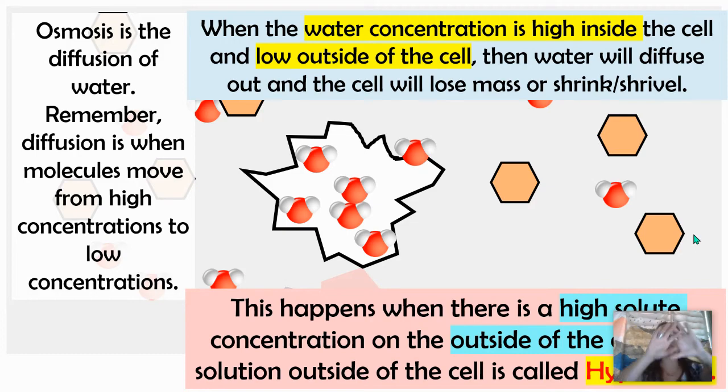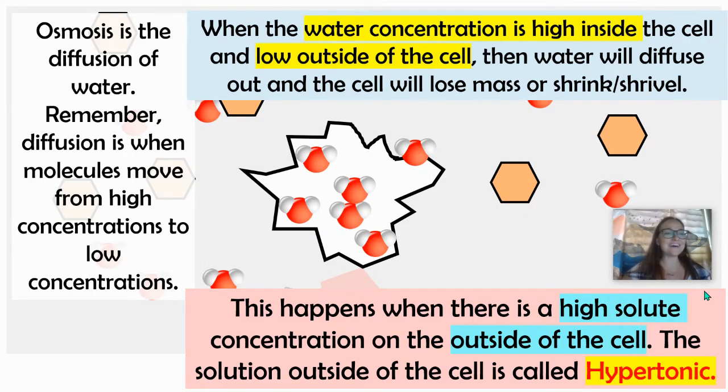So when we think about how you describe the liquid that the cell was placed in, when the cell is placed in a high solute concentration on the outside of the cell, we say that solution is hypertonic. In a hypertonic solution, there are a high amount of solutes, which means there's less water. So the water will move from where there's more water to where there's less. So in a hypertonic solution, you can expect a cell to shrink or to shrivel.